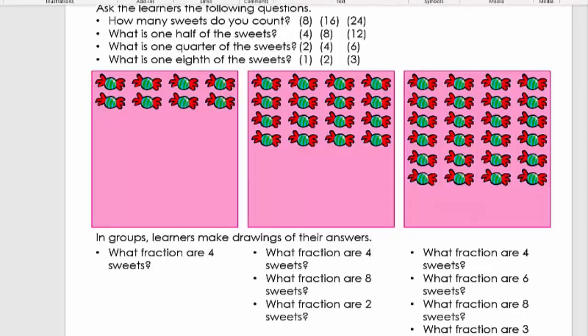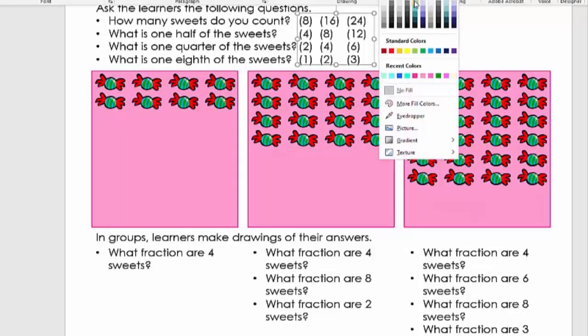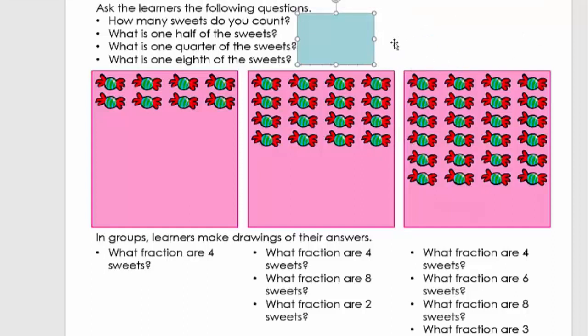I'm just quickly going to close up this so we can't see the answers. So now in the next activity, what we're going to ask is, what is half of the sweets?